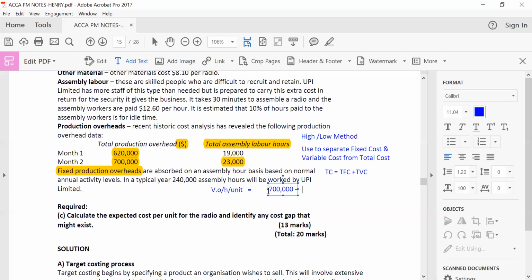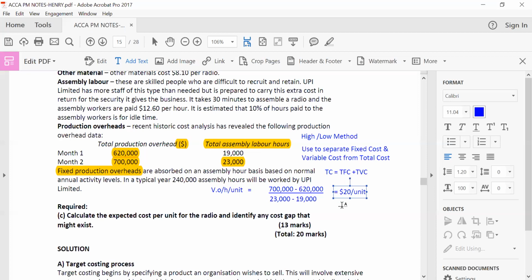minus 620,000. Then we divide this by the corresponding units: the 700,000 corresponds to 23,000, so we divide by 23,000 minus 19,000. At the end of the day, when you go through this calculation, you end up getting $20 overhead per unit.